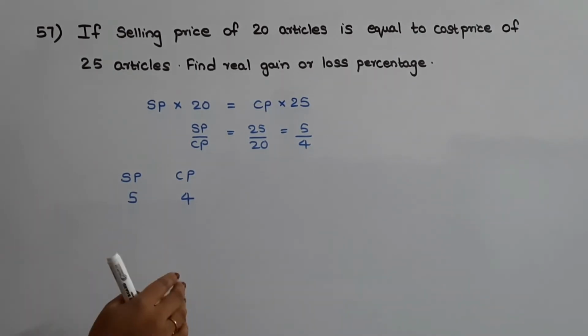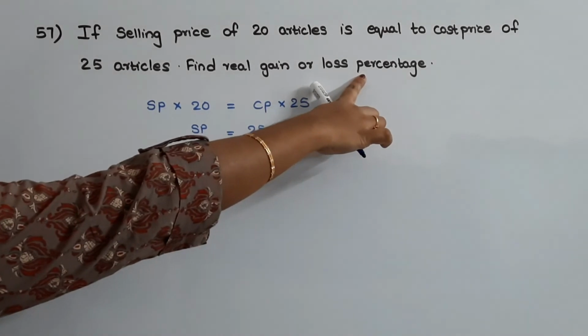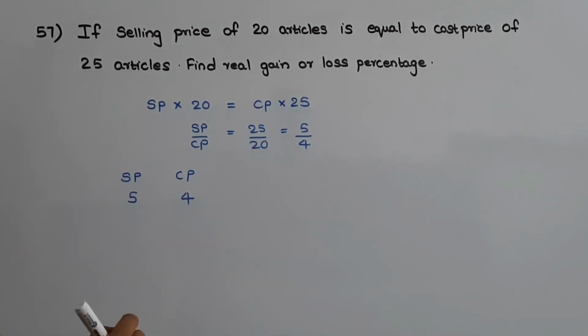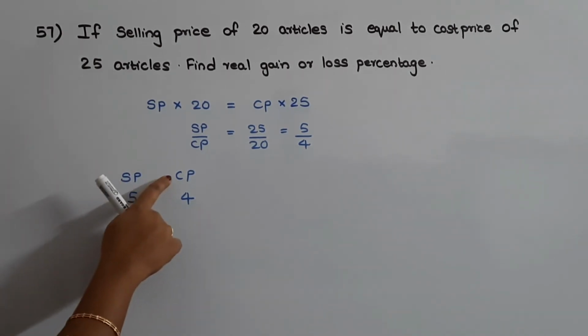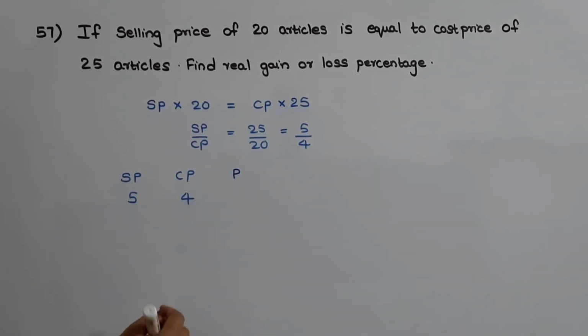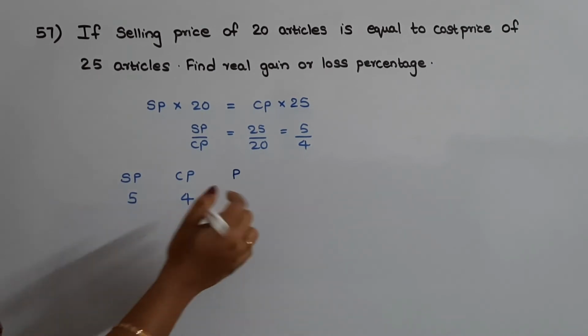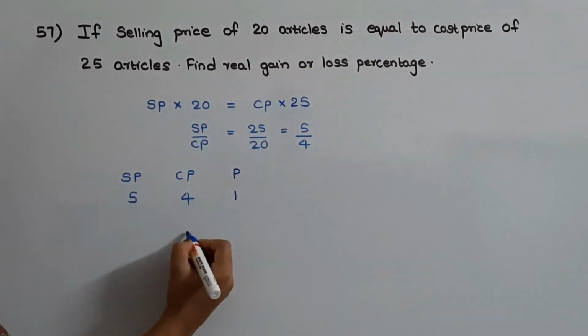Okay. So since we need to find out the answer in terms of percentage, we can use the ratio itself to find out the percentage. So let us consider the selling price as 5 and the cost price as 4. Then what will be the profit? Profit will be equal to selling price minus cost price, that is 5 minus 4, that will be equal to 1.